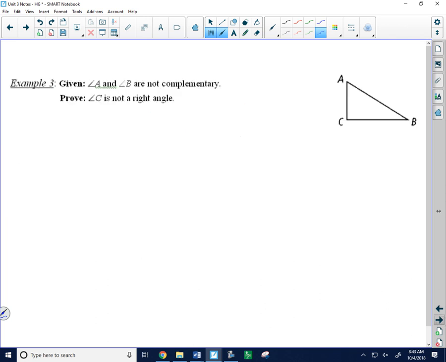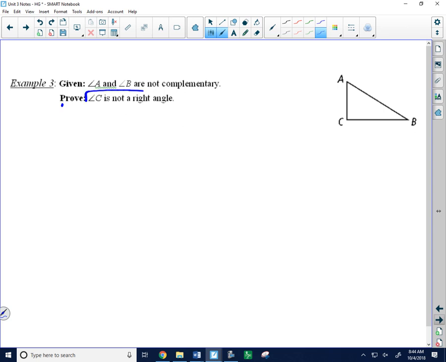Here's the last one I want to do today. And then we'll just work on a few problems. By the way, on a quiz or test, I would tell you, hey, use indirect proof. I would tell you to use this specifically if I wanted you to do it. All right, so in this problem, we're given A and B are not complementary. Prove angle C is not a right angle.